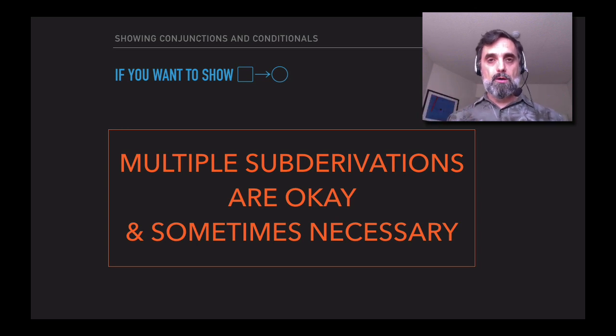Okay, so that's show cons, which is helpful for showing conditionals. In the next video, I'm going to talk about show conj, which is helpful and sometimes necessary for showing conjunctions.